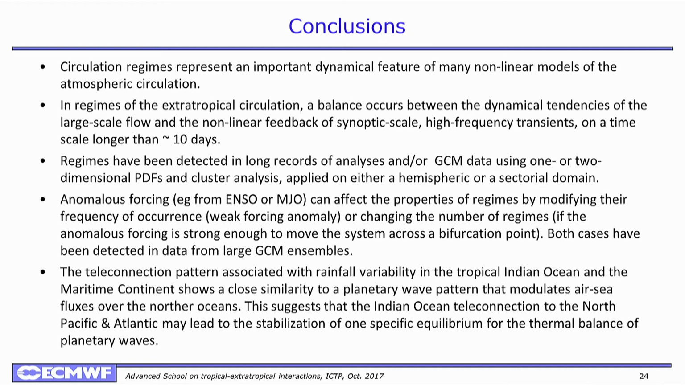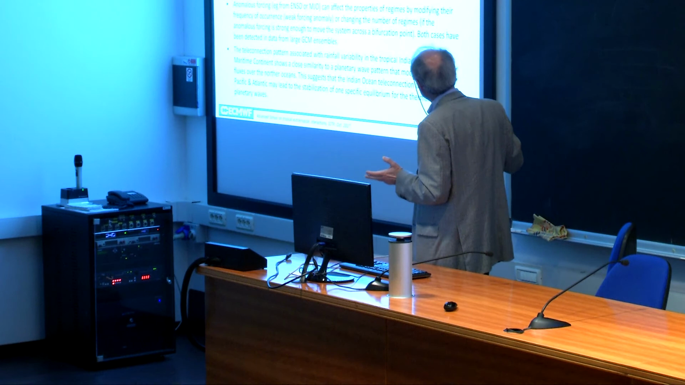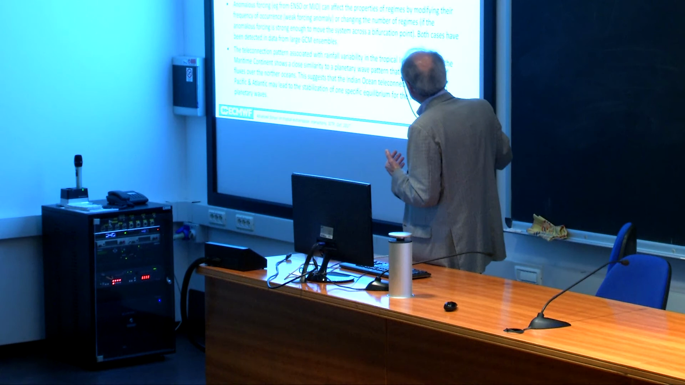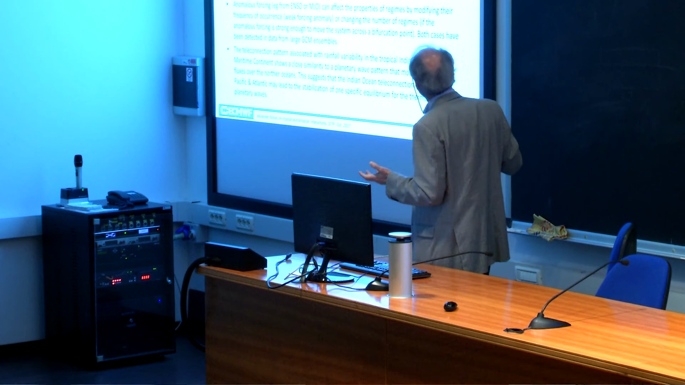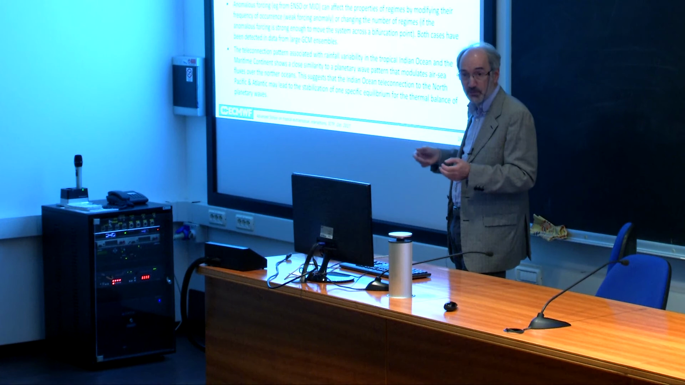So regimes have been detected in long records of either analysis or model data using one or two-dimensional probability density functions or cluster analysis applied to either hemispheric or sectorial domains. The anomalous forcing, for example from ENSO or the MJO, can affect the properties of regimes by modifying the frequency of occurrence if the forcing anomaly is not too strong, or it can even change the number of regimes if the system goes across a bifurcation point. And if you have a large enough set of model data, you can detect both kinds of behavior.